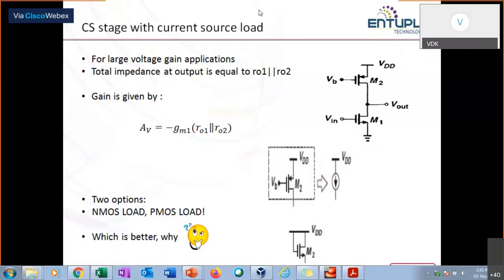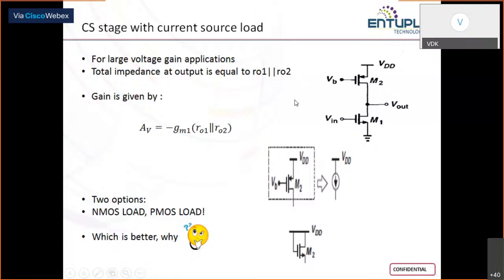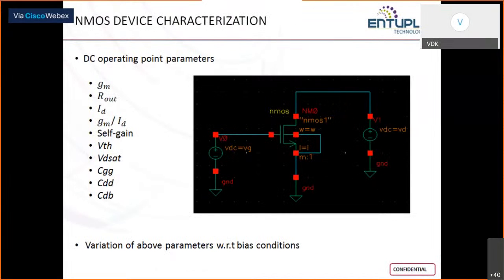So if I set R02 equal to R01, the gain achievable is approximately 1/2 the self gain of M1. And the self gain of M1, the NMOS device in this case, is about 50. So we perhaps can achieve a gain pretty close to that. So let us go ahead and look at the PMOS characterization. So how do we go about?